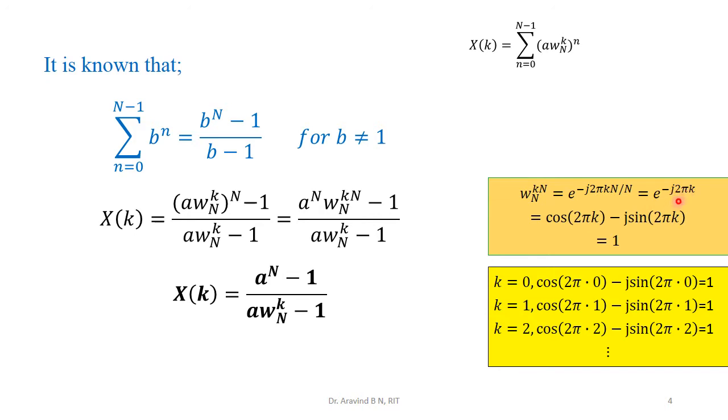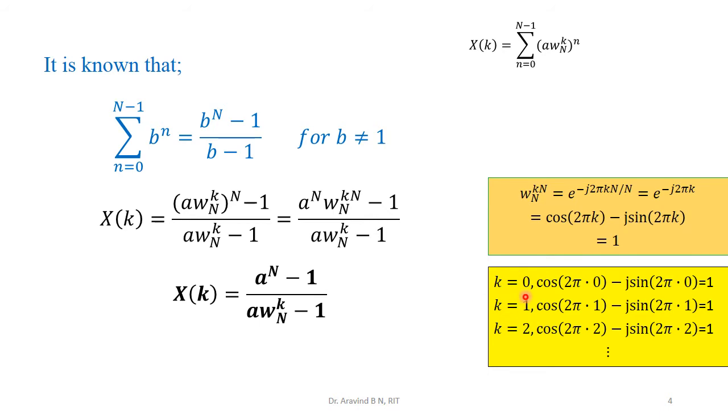Writing this in terms of cosine and sine, we are going to have cos 2 pi k minus j sin 2 pi k, and its value always remains as 1. How are we going to get that one? That is being represented in this part. The cos and sine part is taken over here, and for each value of k, the outcome of cos and sine is calculated. Now let us consider this particular expression and keep substituting the value of k.